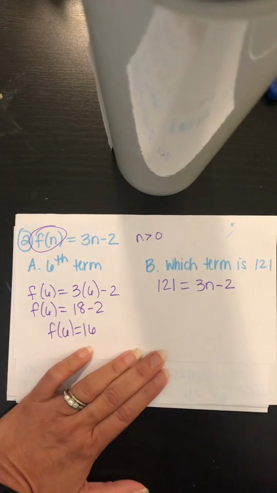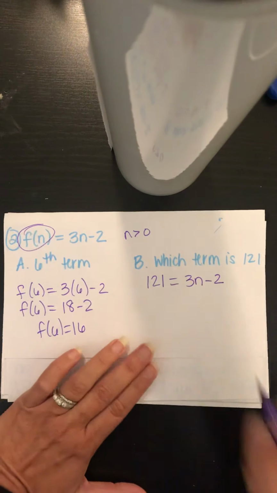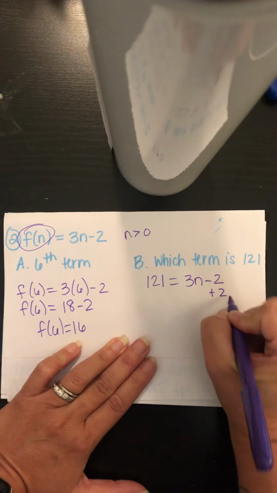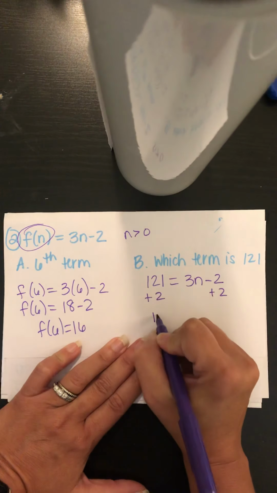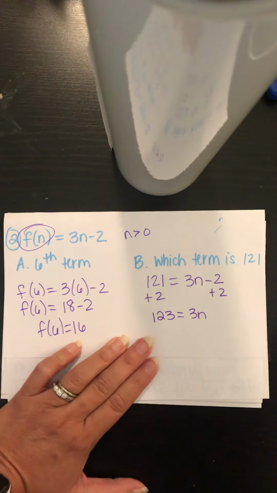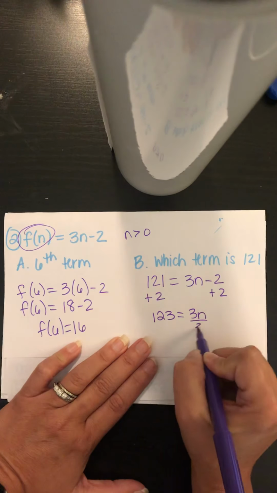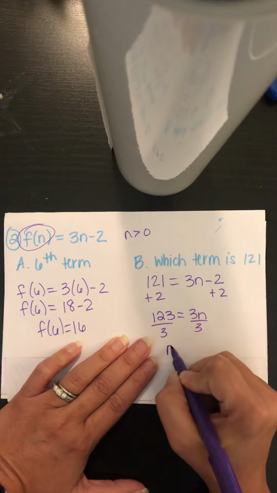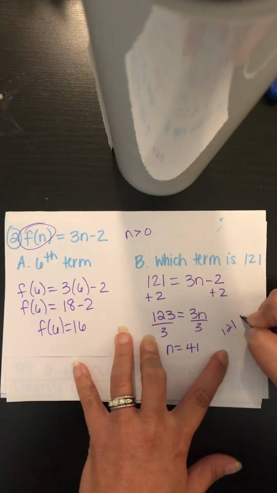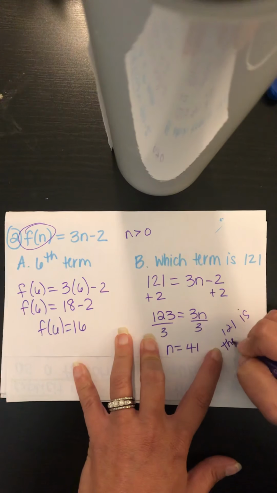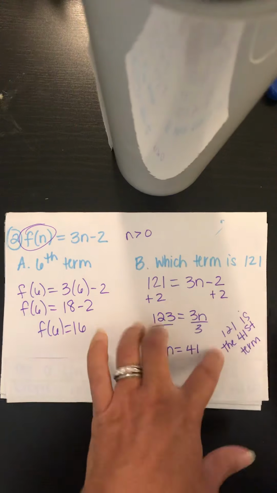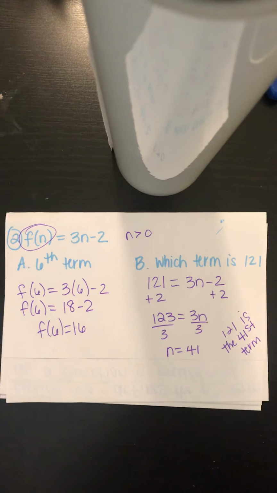Now I know from solving equations that I have to get rid of my 2 first. It's being subtracted, so I'm going to add it. And then I'm going to divide by 3. So 121 is the 41st term. Well, that was a lot easier than counting out the first 40 terms.